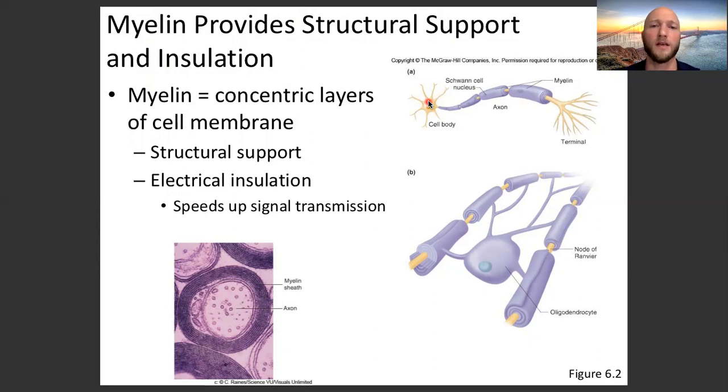So what is myelin made up of? It's concentric layers of cell membrane. It's phospholipids, lipids. In some areas around the world, it's common to eat brains, like sheep brains.